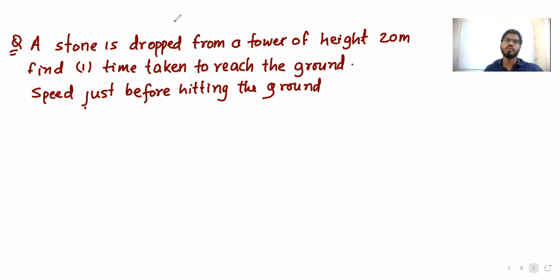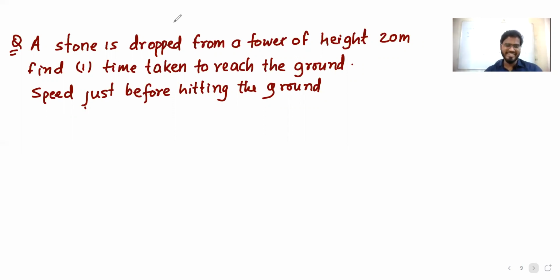Now see this question. A stone is dropped from a tower of height 20 meter. Find the time taken to reach the ground, and the speed just before hitting the ground. Think a little, 1-2 minutes. You guys try by yourself, then we'll see. First is the time taken to reach the ground, then the speed just before hitting the ground.